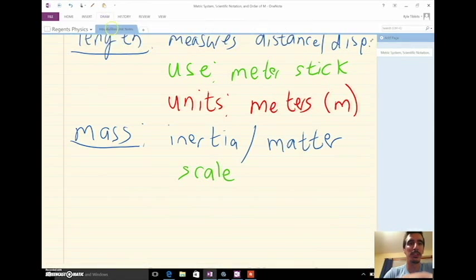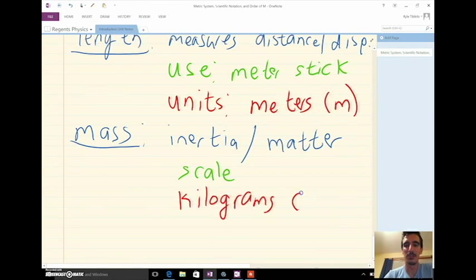And its units, these actually have a prefix in front of them. Its units are kilograms, or kg.